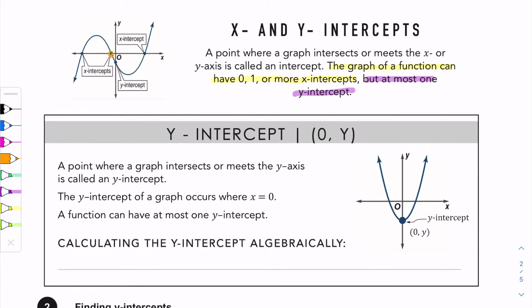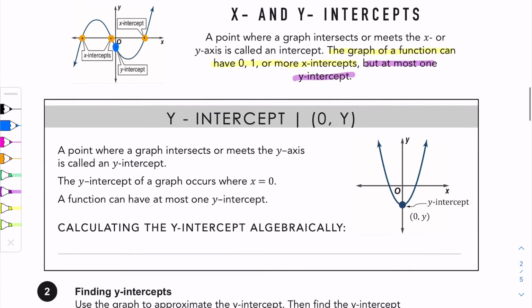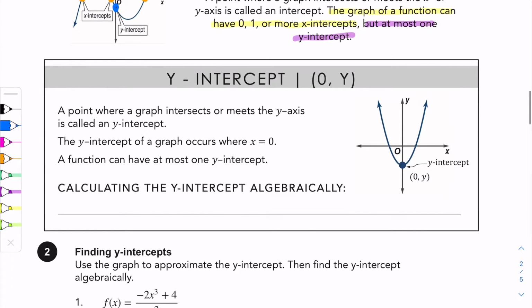X-intercepts are where it crosses the x-axis, and y-intercepts are where the graph crosses the y-axis. So the y-intercept is always written as (0, y), because when you have a y-intercept, the x value always has to be 0.